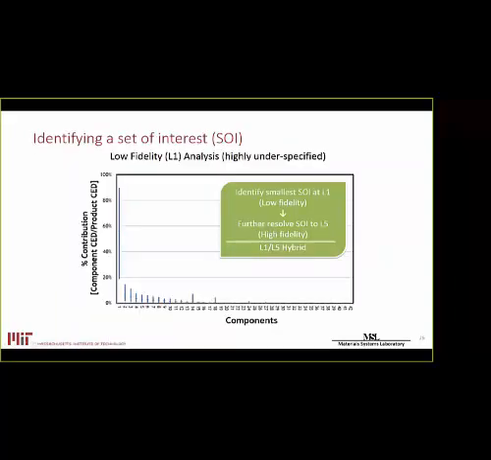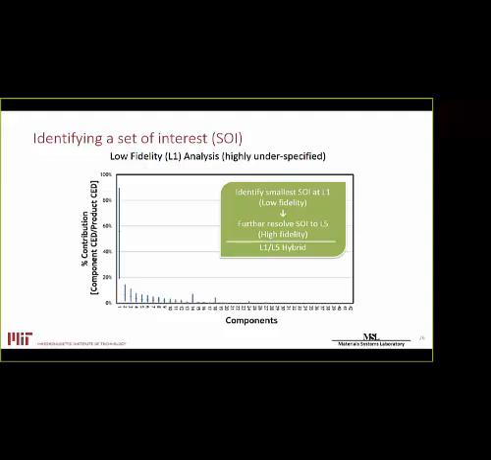This is showing analysis of a product that has a whole bunch of different components, 42 different components. And what we've done is, for every single component, we've under-specified them and basically just defined what they are using that level 1 low fidelity analysis. So for every single one.